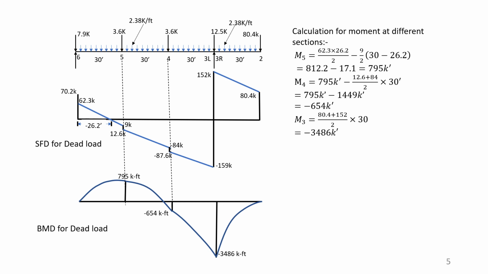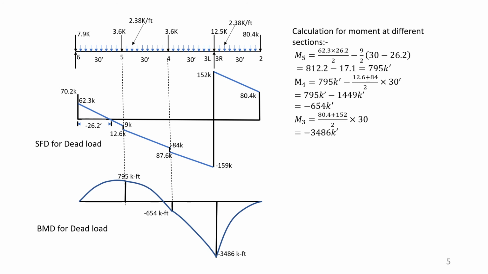And with this one, if we add the area of the center figure, the height of this figure is 12.6 and the other height is 84 kip and the length is 30 feet. If we take 12.6 plus 84 and average it and multiply it by 30, that will give us a value. From 795 we have to deduct that value, and that will give you a value of 644.